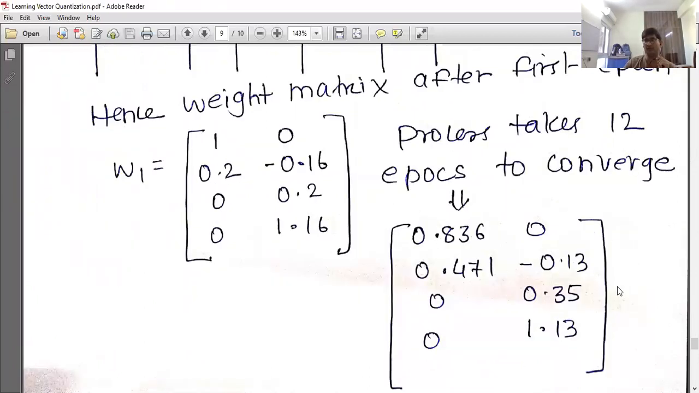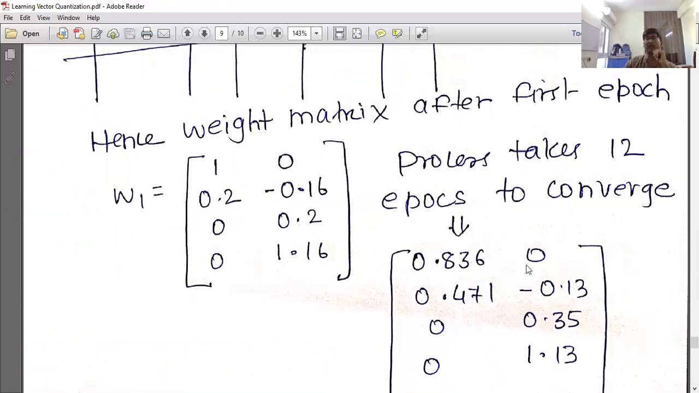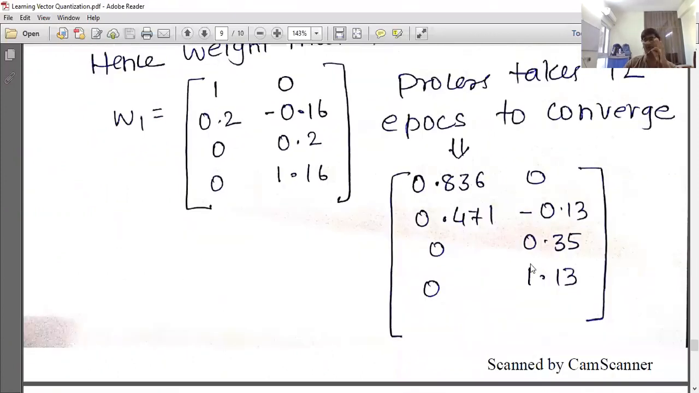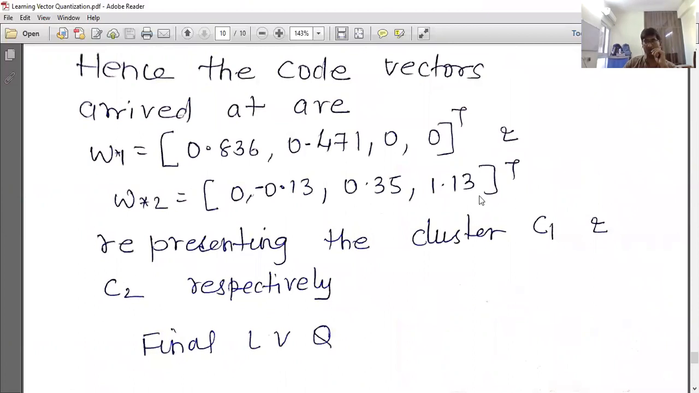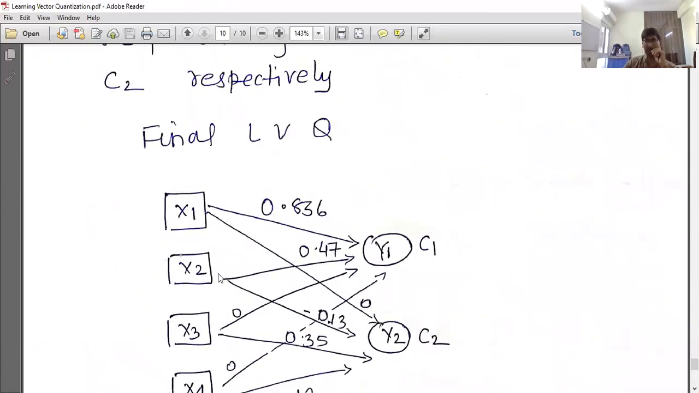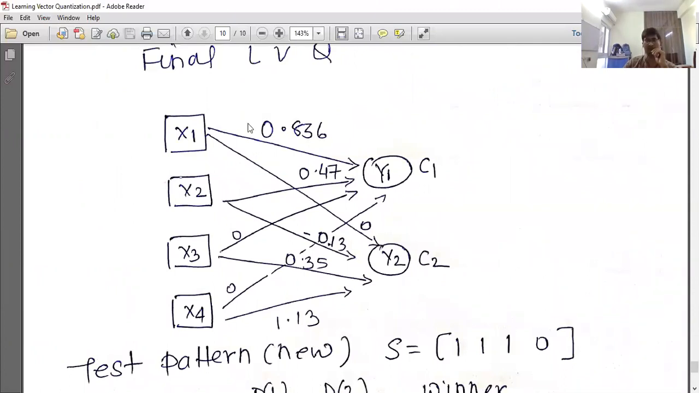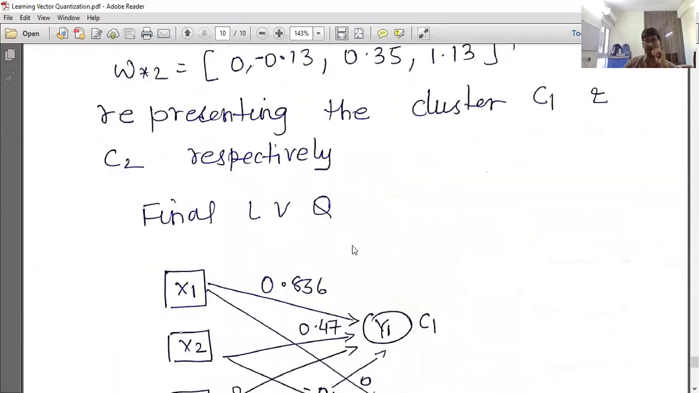And after convergence, this is what we have obtained, right? So this is code vector 1 that we have obtained. This is code vector 2 that we have obtained after around 12 epochs, right? Now, this is what we have learned. So we have learned code vector 1, we have learned code vector 2, and after applying this, the final LVQ can look like this, corresponding to these two code vectors.